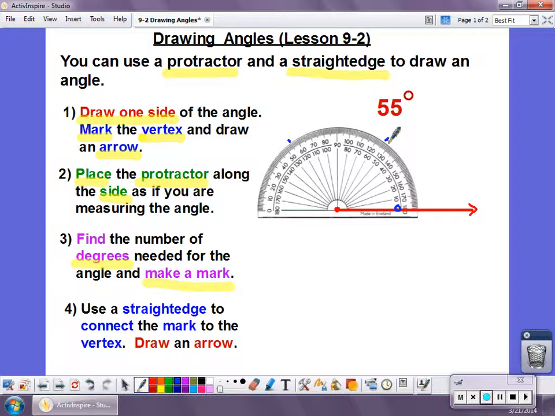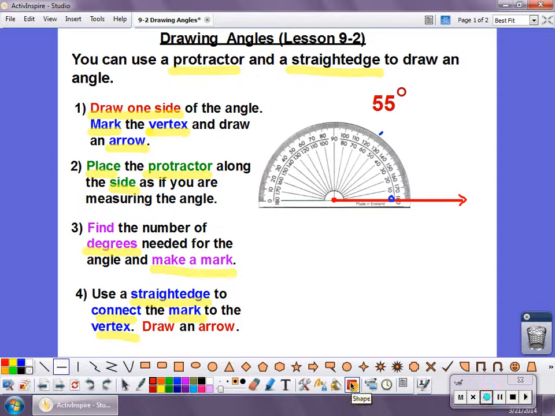My last step is that I want to take a straight edge and I'm going to connect the mark that I just drew to the vertex. So think about this. If I were to connect this mark to this vertex, that would give me an obtuse angle. I don't want an obtuse angle because 55 degrees is acute. So I know that what I want is this 55 that's over here.